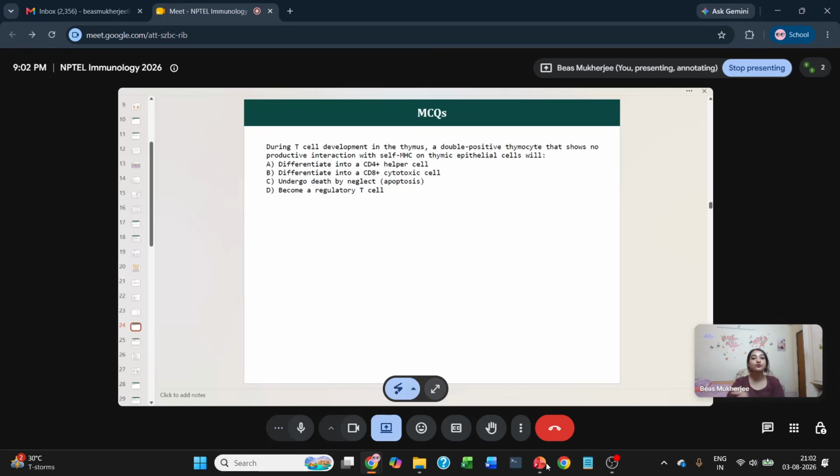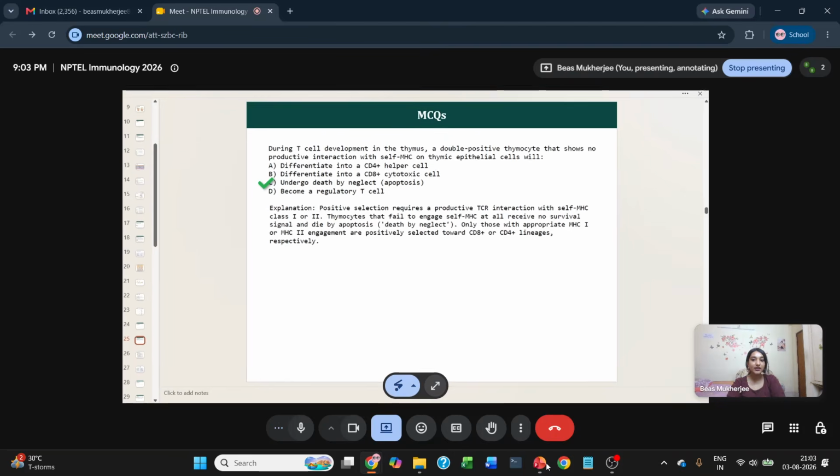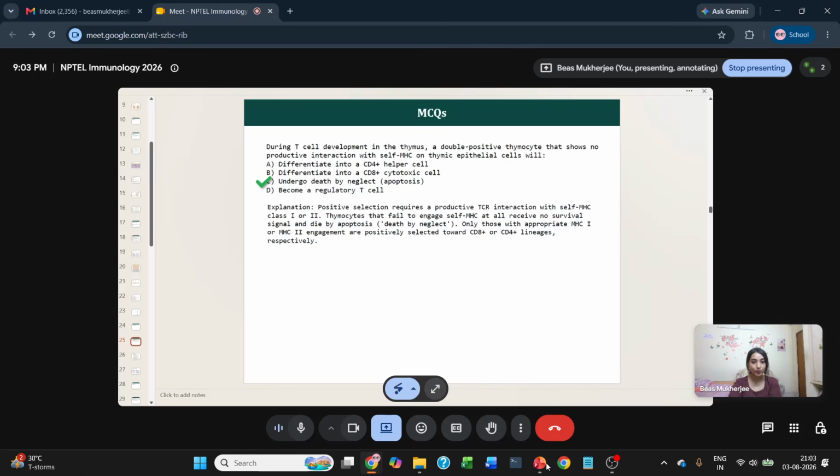Now we have an MCQ. During the T cell development in the thymus, a double positive thymocyte that shows no productive interaction with the self MHC on thymic epithelial cell will, option A, differentiate into CD4 helper cells, option B, differentiate into CD8 cytotoxic cell, option C, undergo death by neglect, that is apoptosis, and D, become a regulatory T cell. So the answer would be C, that is undergo death by neglect, apoptosis.